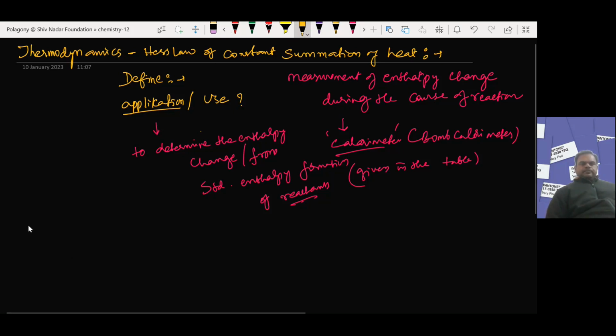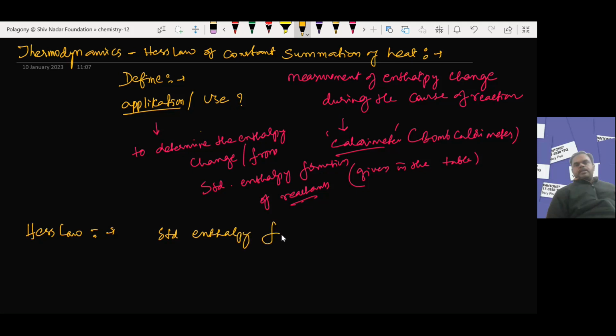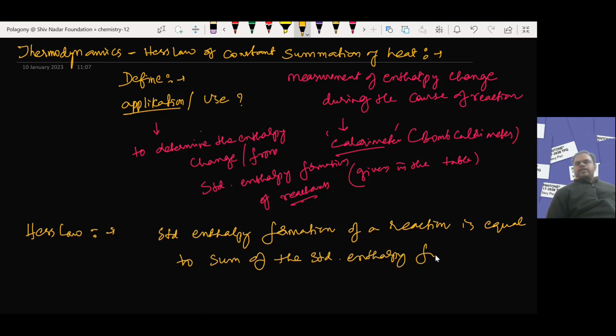Let me define what Hess's law is. This law says that the standard enthalpy of formation of a reaction is equal to the sum of the standard enthalpies of formation of the steps, if the reaction is carried out in several steps.